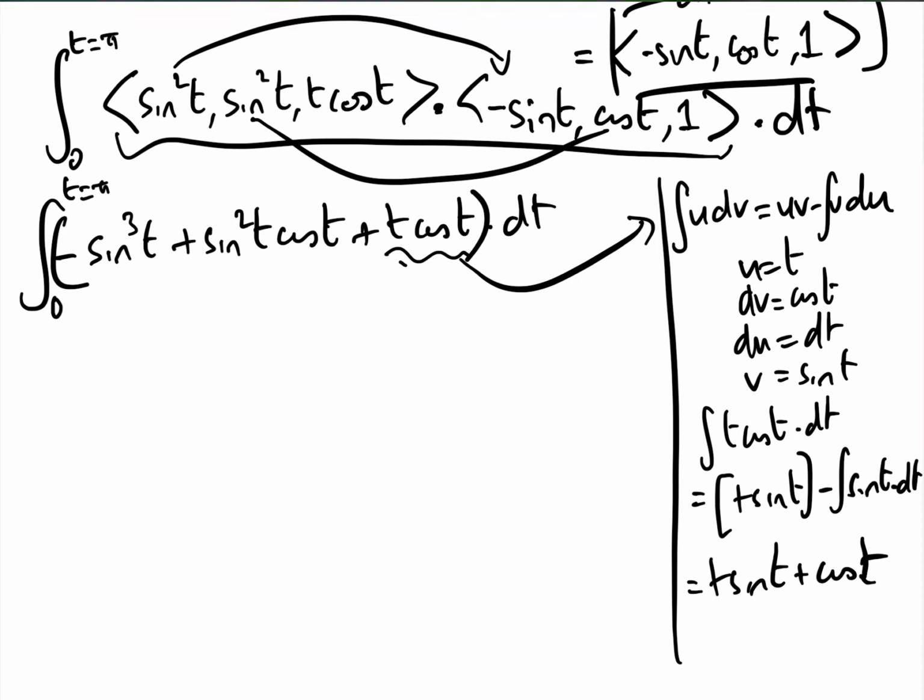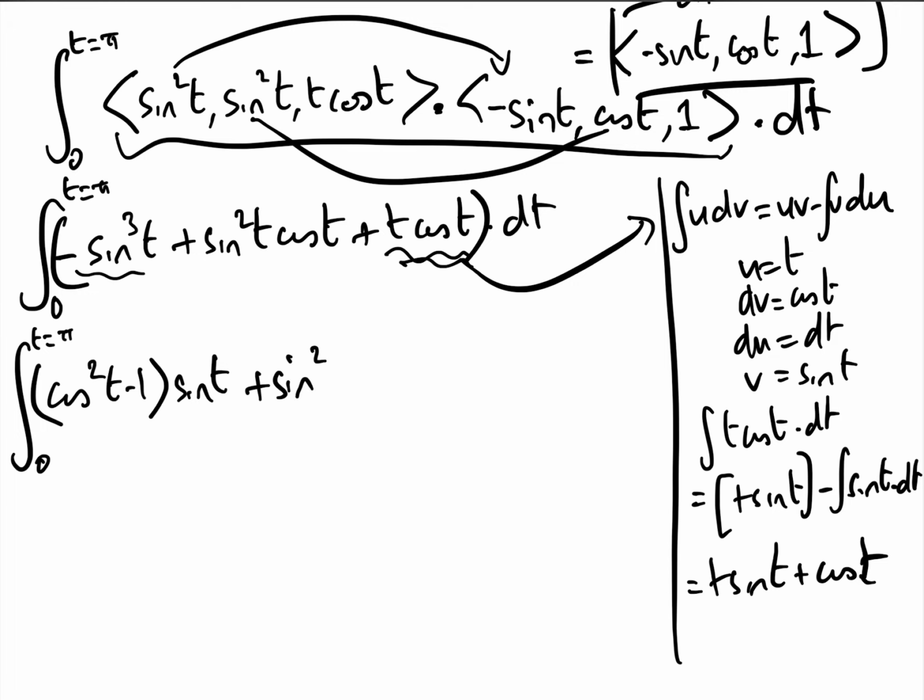So we've got that bit there. Now the integral here of minus sine cubed, just replacing that, t equals pi and 0, replacing minus sine cubed by cos squared t minus 1 times sine t, add sine squared t cos t, add t cos t dt. Okay, so we can integrate this now here.